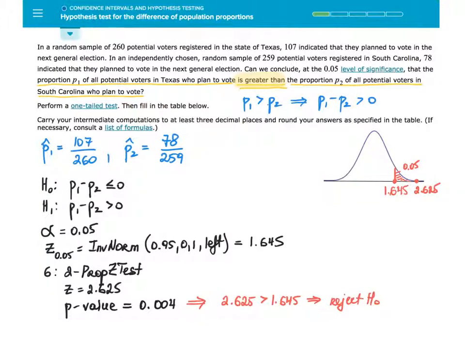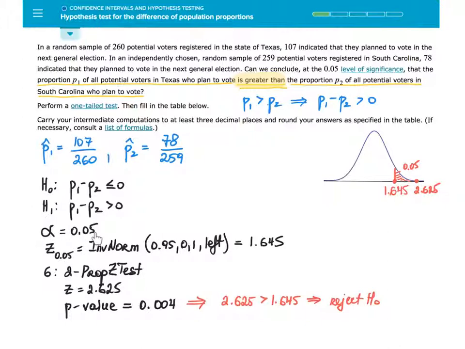So I'm asking, is P1 greater than P2, which equivalently can be expressed as, is the difference between P1 and P2 greater than 0? So I'm setting up my hypothesis statements. H sub 0 is P1 minus P2 is less than or equal to 0, and H sub 1 is P1 minus P2 is greater than 0. That is what I'm trying to find evidence for. We'll see if it works out.